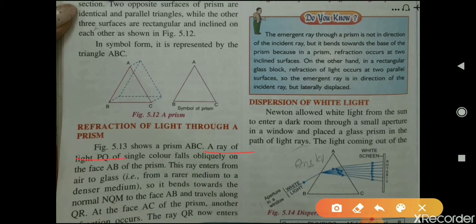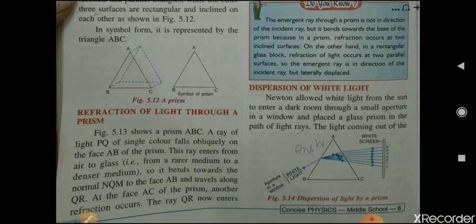A ray of light PQ of single color falls obliquely on the surface AB of the prism. This ray enters from air to glass, that is, from a rarer medium to a denser medium. And I already told you that when a ray of light enters from a rarer to a denser medium, it bends towards the normal and travels along QR.